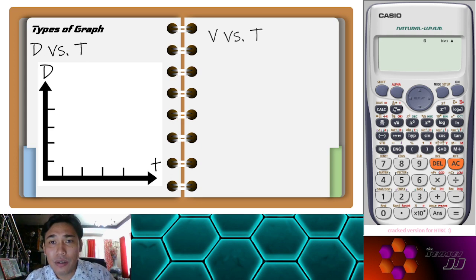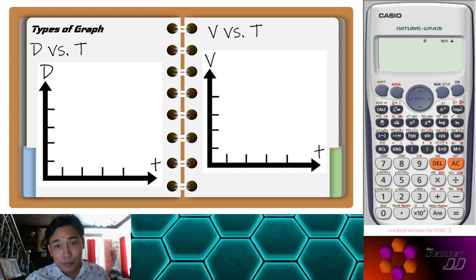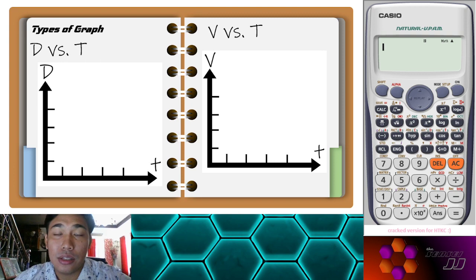Okay, so next we have the v versus t graph. So that means velocity versus time. Same thing, time is always in the x-axis, and velocity was changed from distance. So they are being used separately, but still we're determining the relationship of distance versus time and velocity versus time.